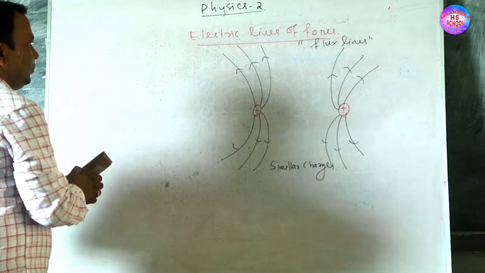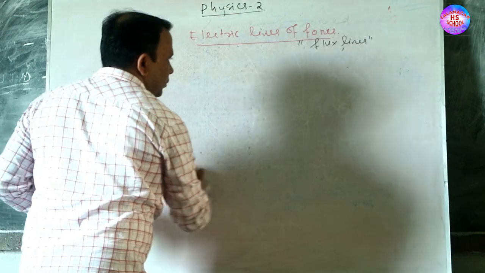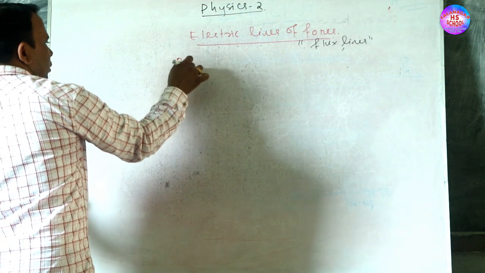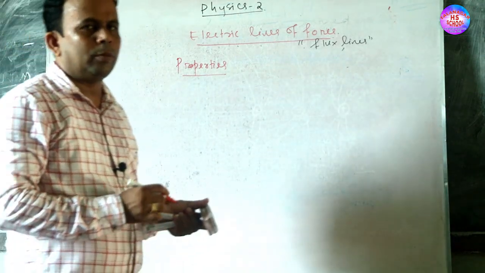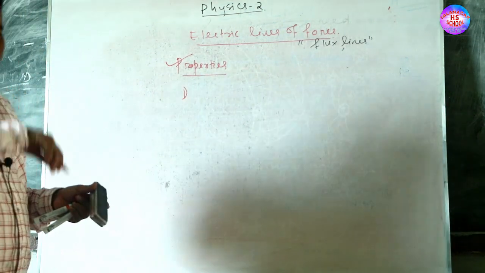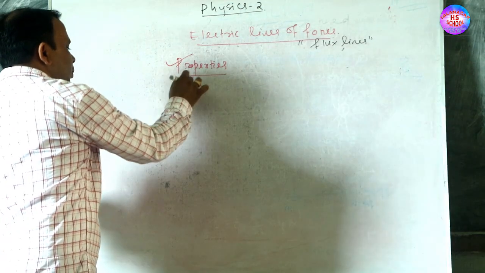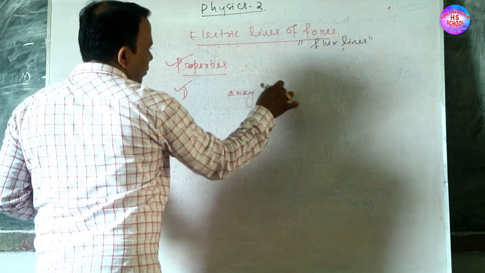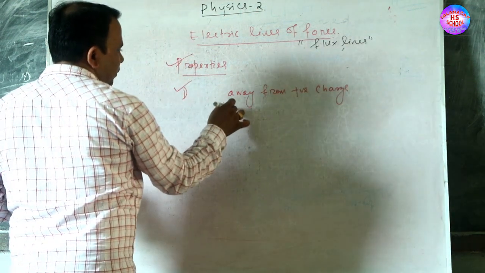Now, some properties of electric lines of force. First, electric lines of force always start from positive and go towards negative. Electric lines of force are always directed away from the positive charge, towards the negative.